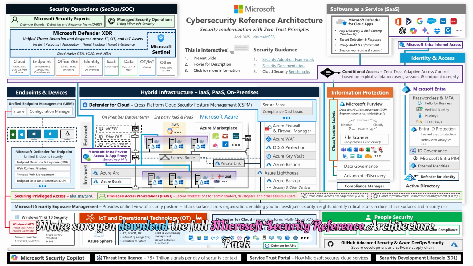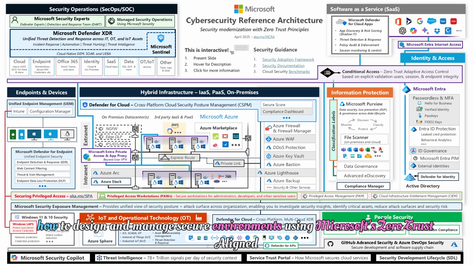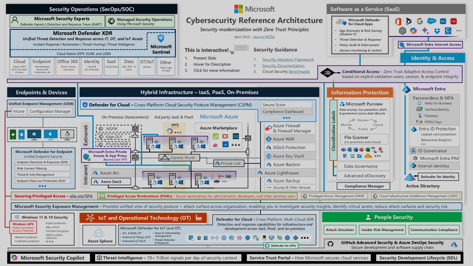Make sure you download the full Microsoft Security Reference Architecture Pack from the course resources. It's packed with diagrams, explanations, and best practices that will help you understand the bigger picture and the finer details of Microsoft's security approach. Start there. It's your foundation for mastering how to design and manage secure environments using Microsoft's Zero Trust aligned framework.